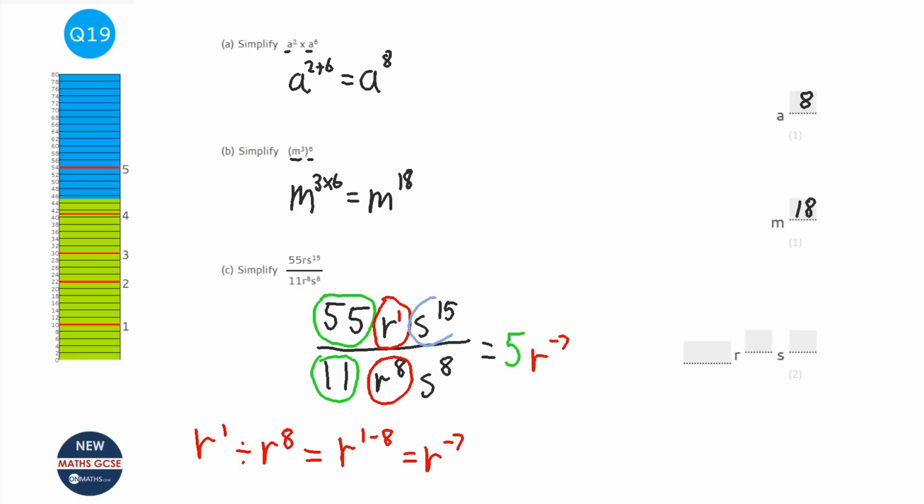Okay, now we're left with the s's, and it's the same thing. This time we're doing s to the power of 15 divided by s to the power of 8. So it's s to the power of 15 take away 8, which is 7. So my answer would be 5 r to the power of minus 7 s to the power of 7.